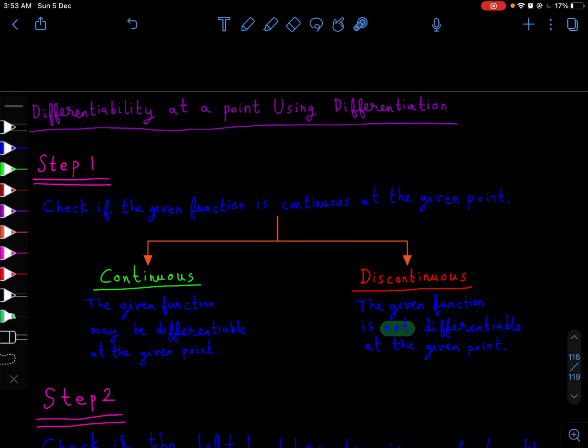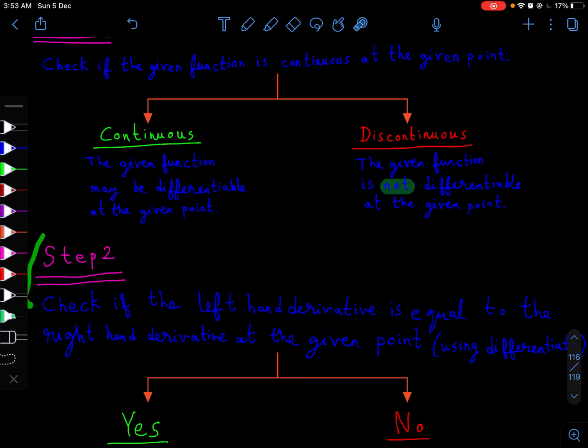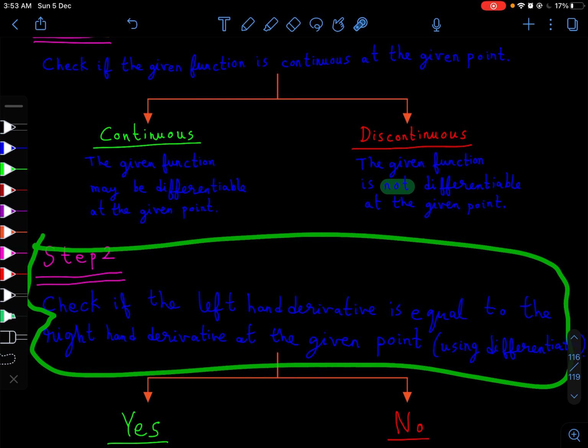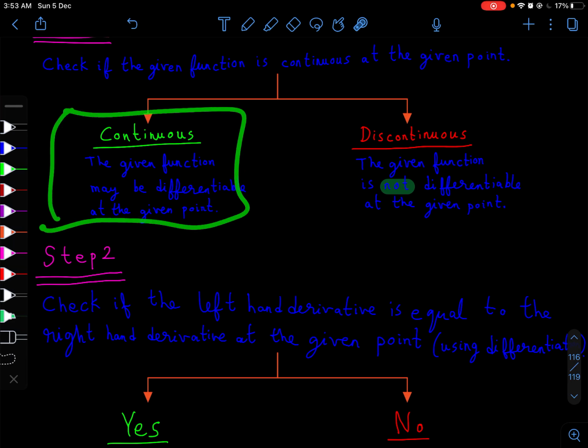And if it's continuous, then the given function may be differentiable at the given point. It may or may not be, it's not confirmed yet. But if it's discontinuous, then the given function is definitely not differentiable at the given point. And if it's discontinuous, then we don't even need to do step 2. If it's discontinuous, then it's definitely not differentiable. We can conclude that.